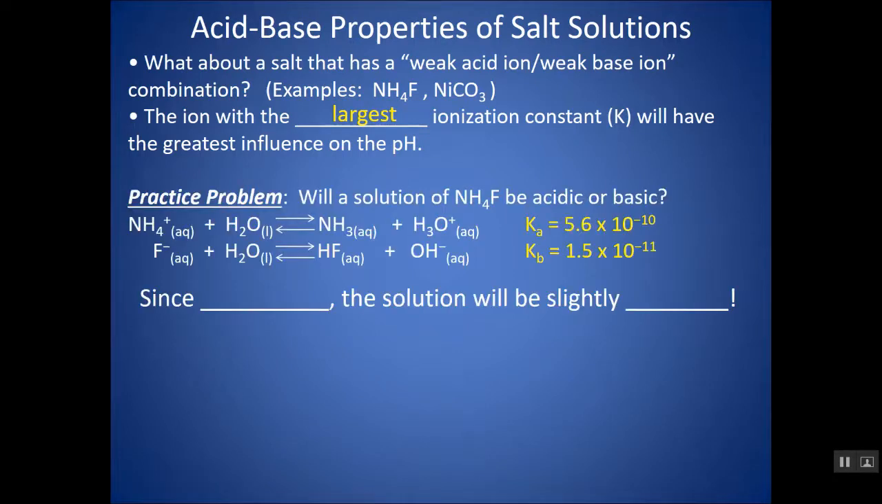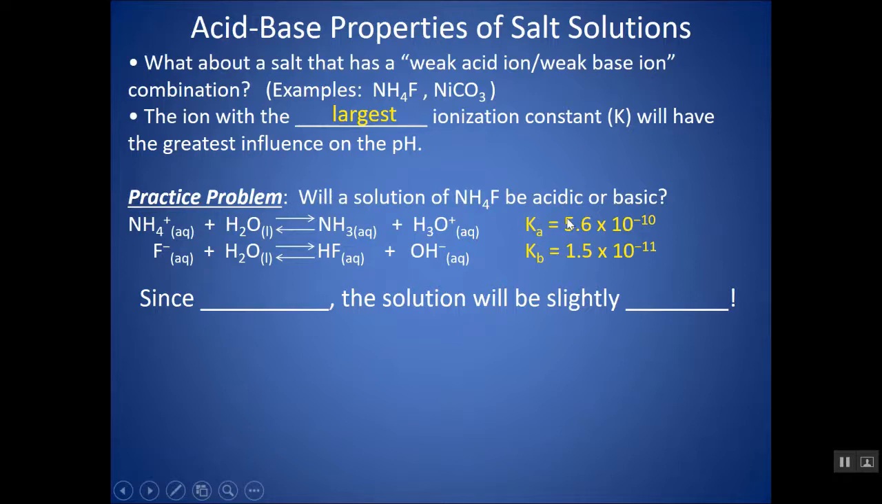So what do I mean by that? If I have NH4F, NH4+ is the conjugate of weak base NH3, so this is slightly acidic. F- is the conjugate of weak acid HF, so F- can be slightly basic. So how do I know if this is going to end up raising or lowering the pH? Which is going to win out, the acidic or the basic?